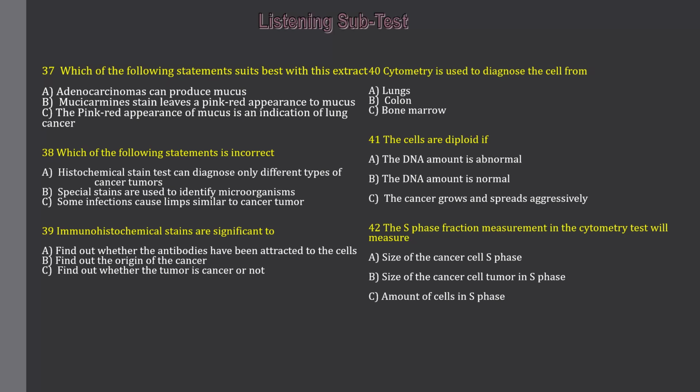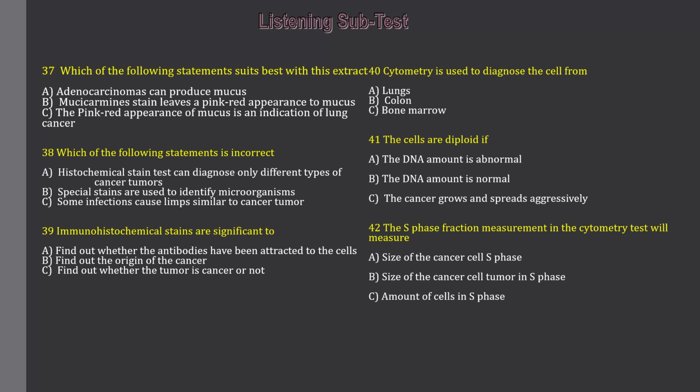Instead of using antibodies to diagnose protein antigens, cells are treated with special dyes that react with DNA. If the DNA amount is normal, then the cells are said to be diploid. If the DNA amount is abnormal, the cells are categorized as aneuploid. Aneuploid cancers of most organs tend to grow and spread faster than diploid ones.